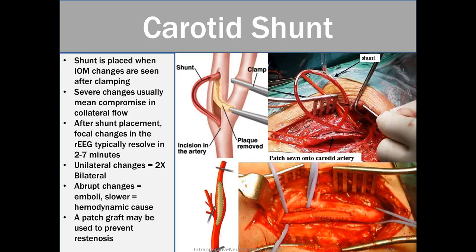Abrupt changes are seen with emboli, and slower changes are due to hemodynamic causes. A patch graft may be used to prevent restenosis. If we look at the lower picture here, we see all these little stitches. What they've done is put a bovine patch in there that allows for the vessel to remain fuller. If they didn't use the bovine patch, they would do a primary closure, where they would just sew the artery back upon itself, which makes the tube or lumen a lot thinner. And so the chances of restenosis, or getting clogged up again, is a lot higher.